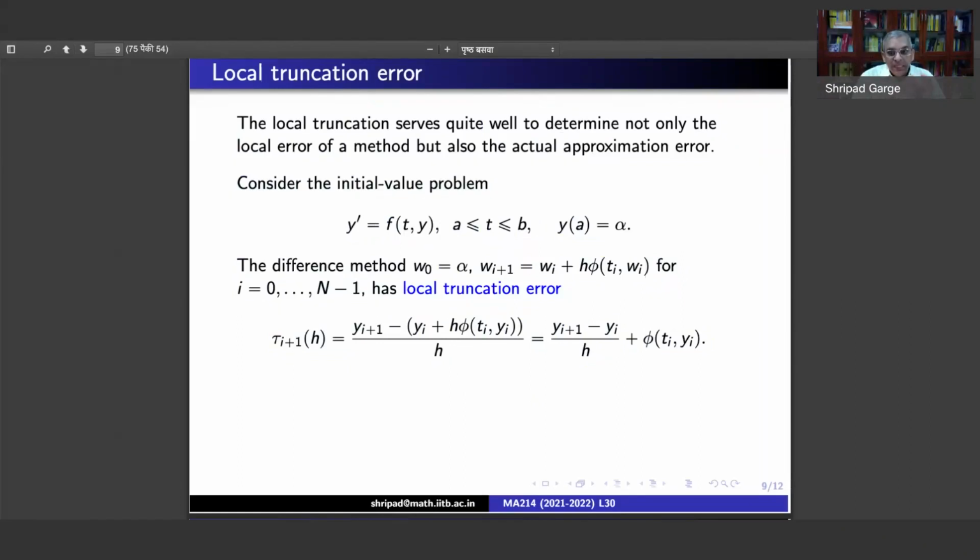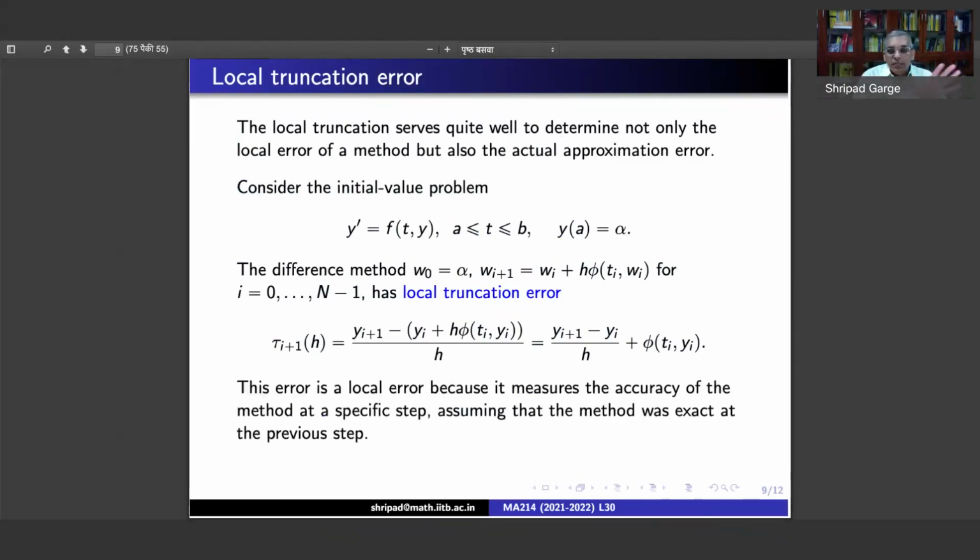So you may feel that although we don't know what these y_i are, how are we going to determine these local truncation errors? But there will typically always be an error formula associated with these kinds of difference equations, and so we will be using those formulae to compute these errors. So this is called a local error. This is a truncation error, which is quite clear because you are taking the approximate value given of y_{i+1} by y_i and taking the difference.